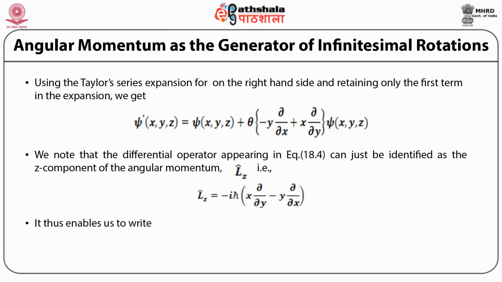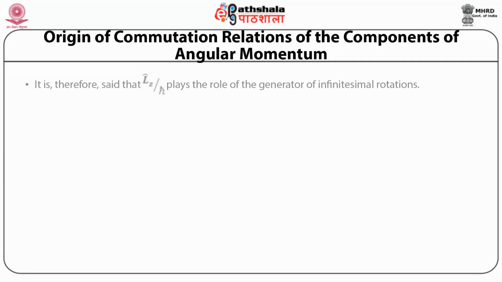It thus enables us to write ψ'(x,y,z) = (1 + iθ Lz/ħ)ψ(x,y,z). It is therefore said that operator Lz/ħ plays the role of the generator of infinitesimal rotations.